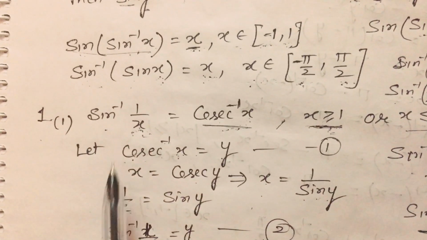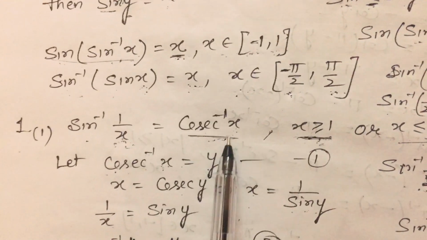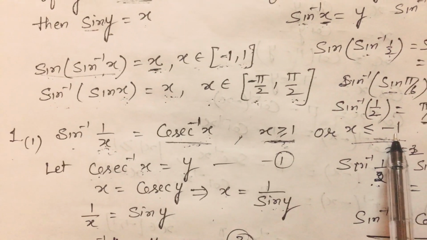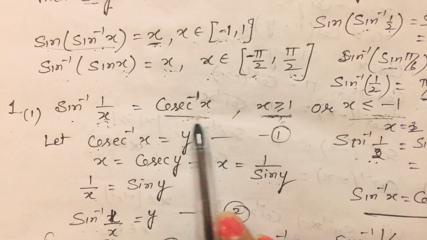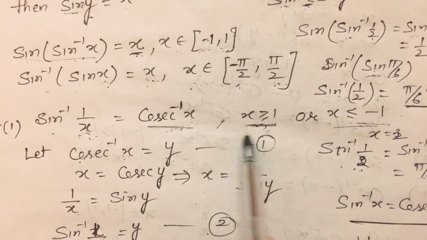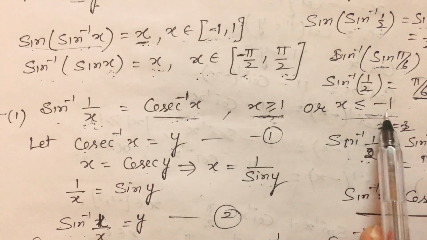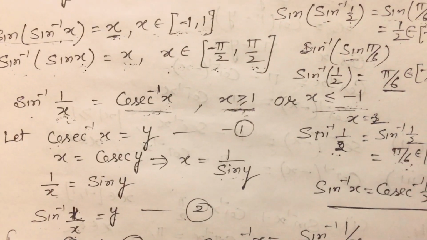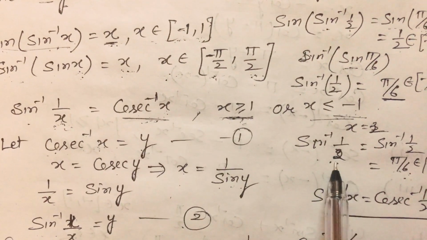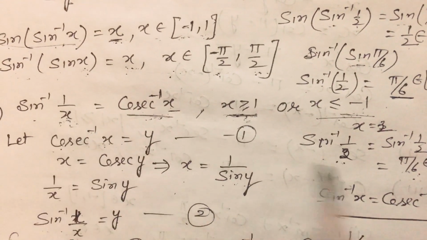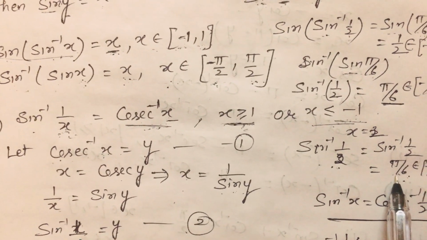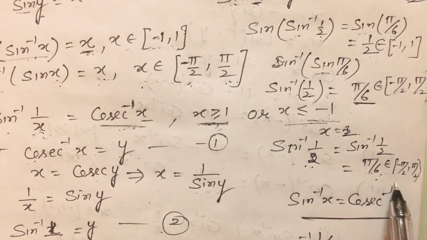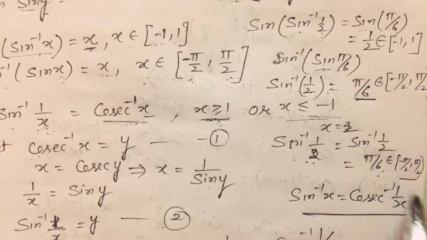Look at the very first property: sine inverse 1 by x, we can write as cosecant inverse x, where x is greater than or equal to 1 or less than or equal to -1. We know that the cosecant inverse x domain is this. Suppose I take x equal to 2 here, then what will be sine inverse 1/2? Sine inverse 1/2 is pi by 6, and we know that pi by 6 lies between minus pi by 2 to pi by 2, which is the range of sine inverse x.